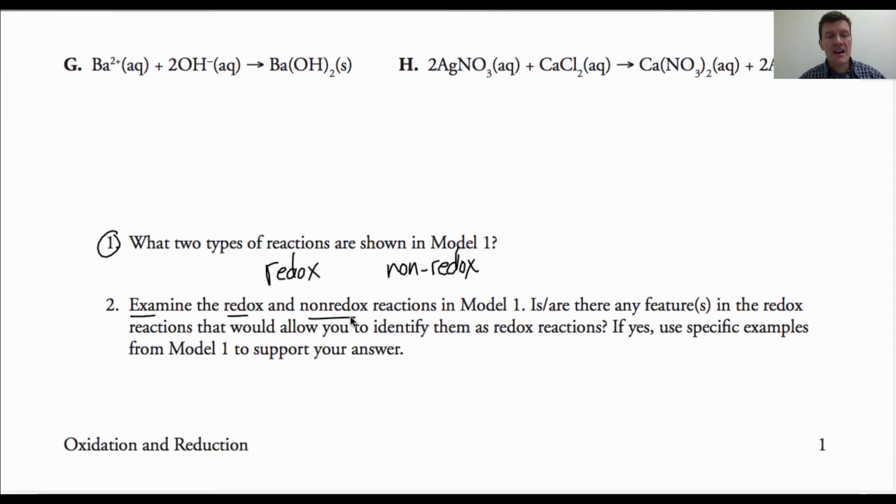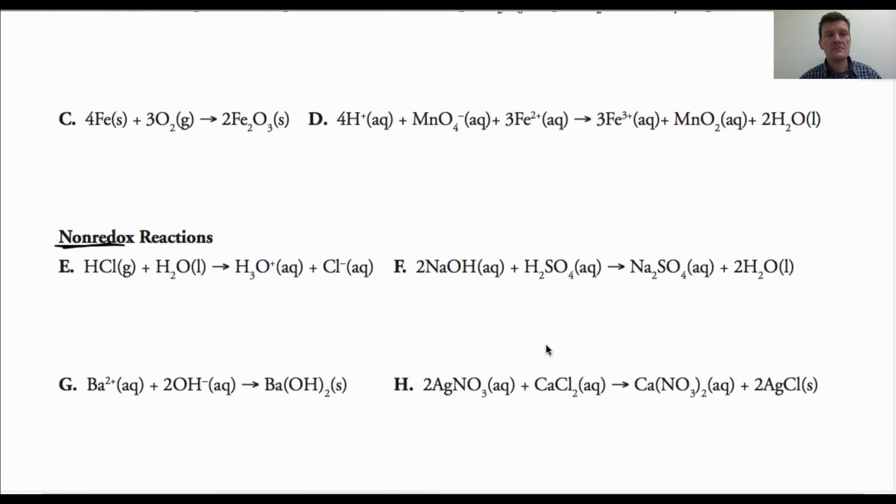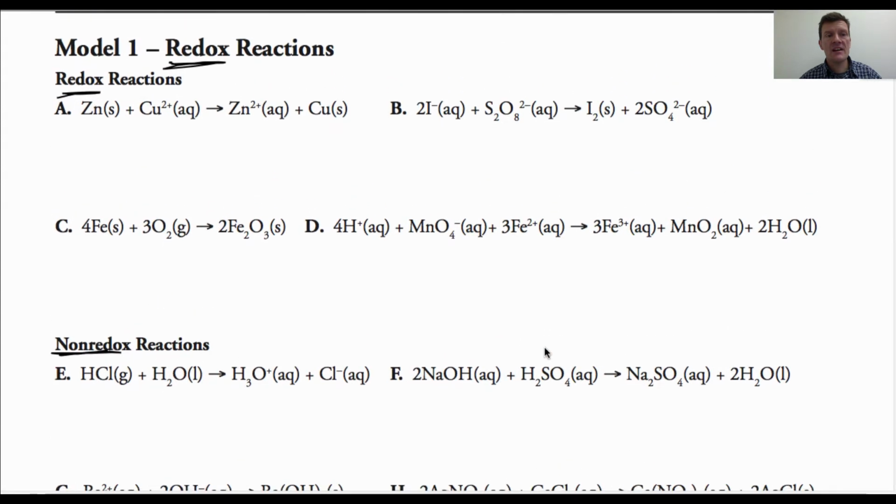Examine the redox and non-redox reactions in Model 1. Is or are there any features in the redox reactions that would allow you to identify them as redox reactions? So let's look specifically up here and see if there's something going on that helps us understand whether a redox reaction is occurring. You may notice that in some redox reactions there are some ions involved, some charges involved. Doesn't mean there has to be charges on the different species, but sometimes there are.